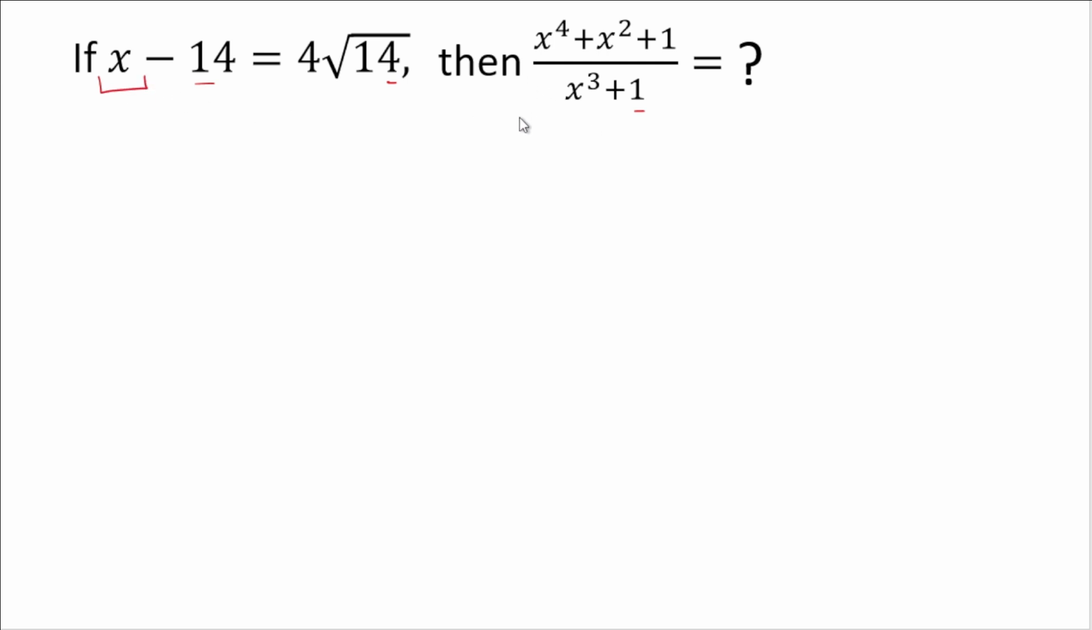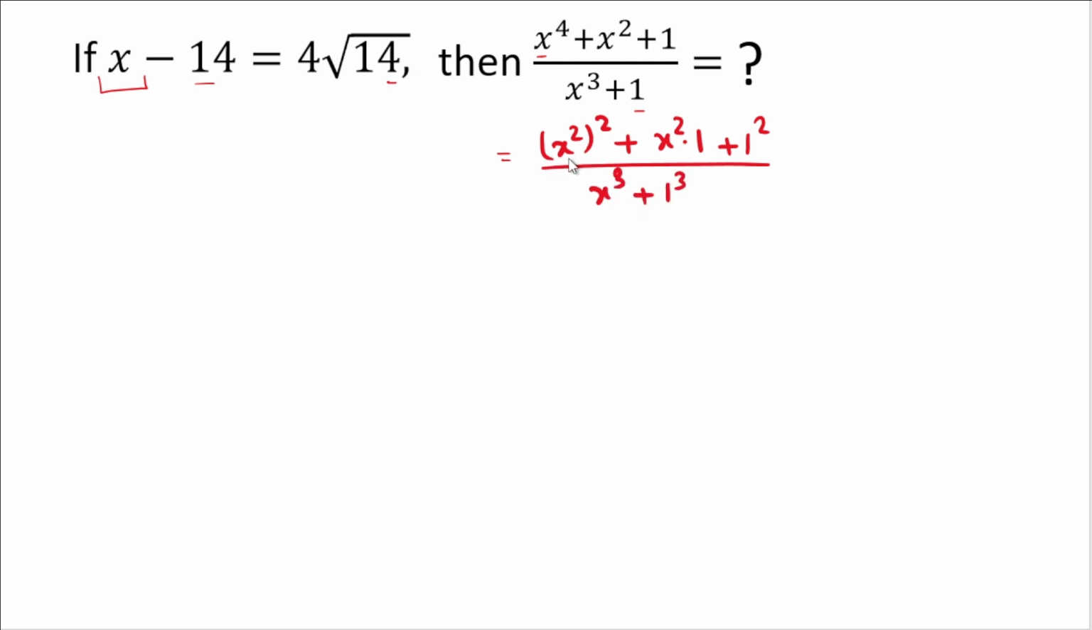First of all we'll focus on this part. It is in the form of x^4. We can write (x^2)^2, whose value comes to x^4. Similarly, we'll write x^2 as x^2 multiplied by 1, and 1 as 1^2, and that is divided by x^3 plus 1, where we write 1 as 1^3.